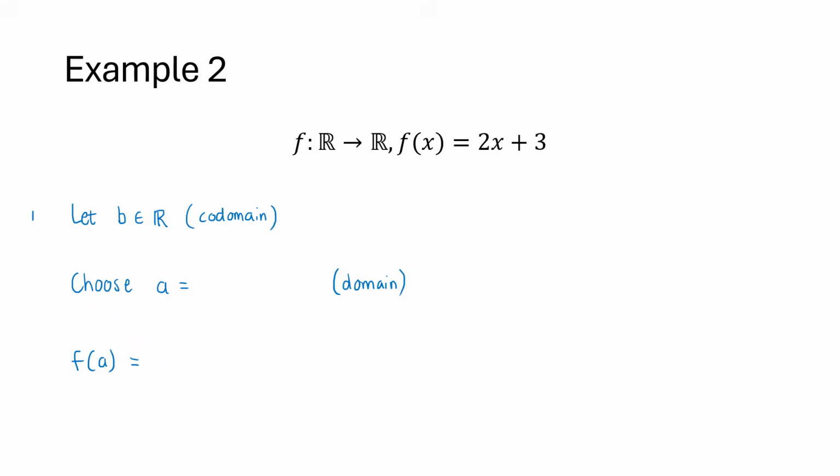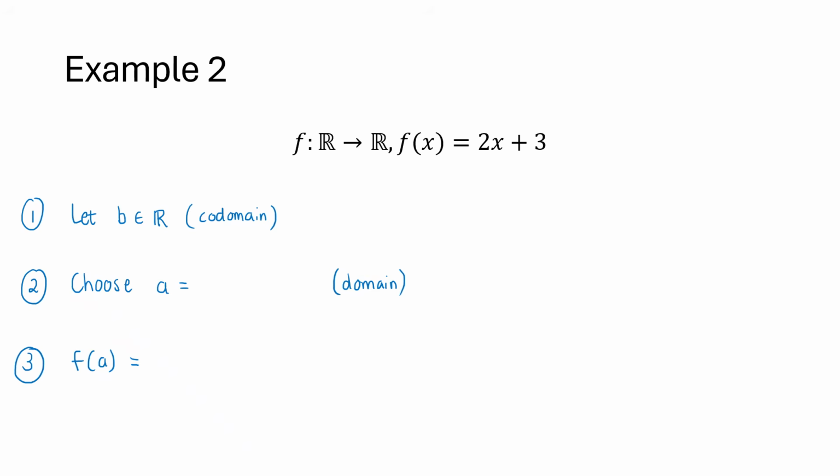I'm going to name or number them like this. The first part is picking a random element from the codomain. Second one is specifying that there will exist an element in the domain, and then checking that that element actually maps to B. How do we choose our A?